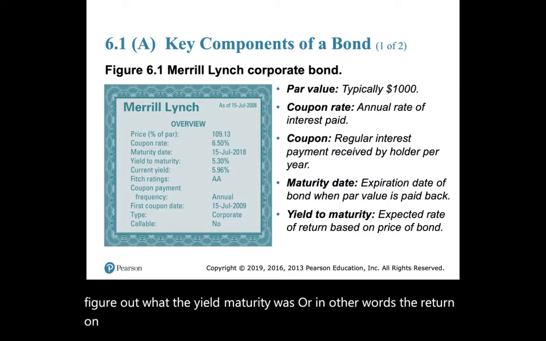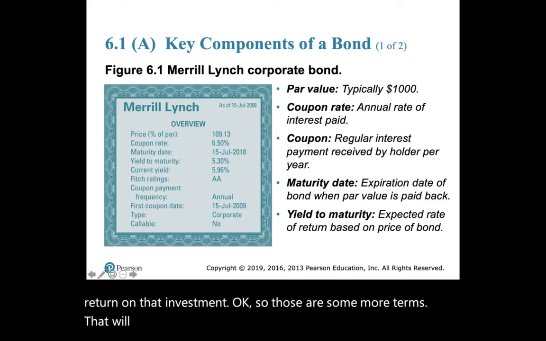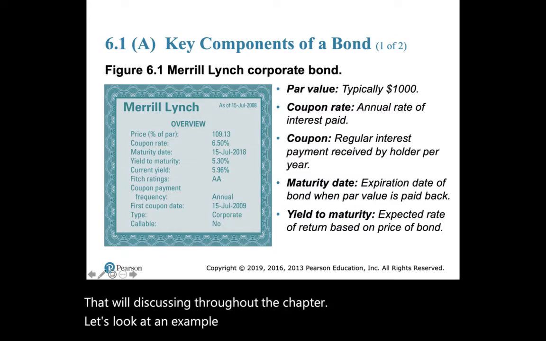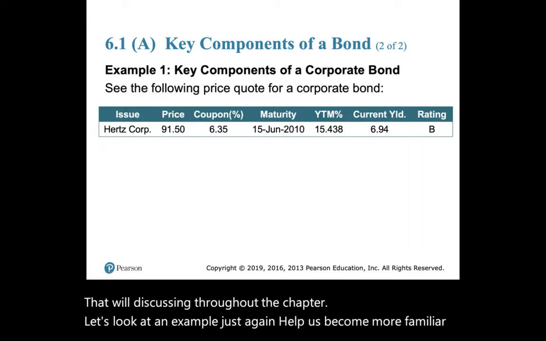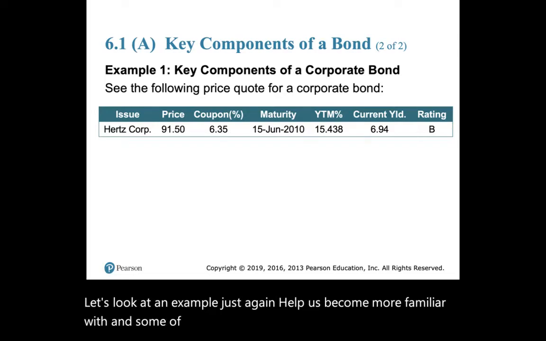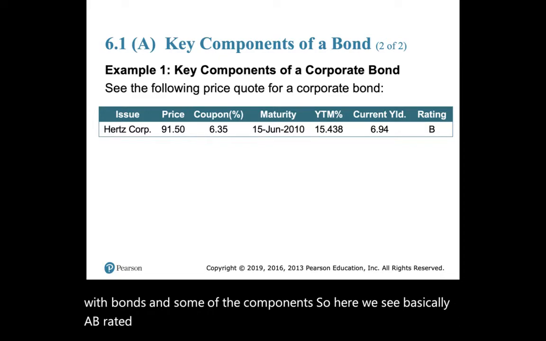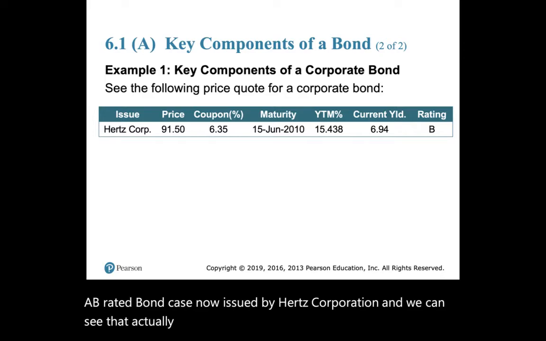So those are some more terms that we'll be discussing throughout the chapter. Let's look at an example just to help us become more familiar with bonds and some of the components. So here we see basically a B-rated bond. Now, it's issued by Hertz Corporation. And we can see actually the selling price, so it's selling at $91.50.